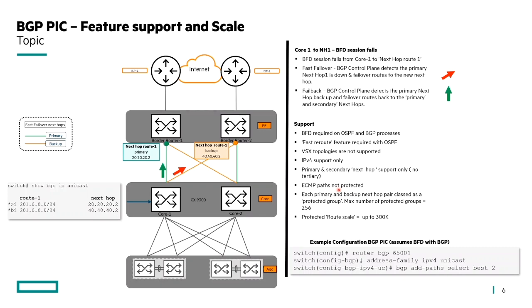And we've got this concept of each primary and backup next hop pair classed as a protected group. Maximum number of protected groups is 256, and we've got a protected route scale of up to 300k. And this is just a sample of the configuration for BGP PIC. It's just a one-liner. It's select best 2 is the new added line to add paths.